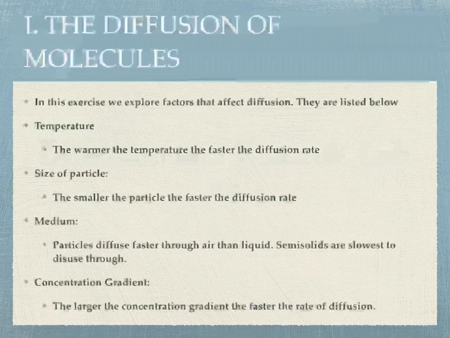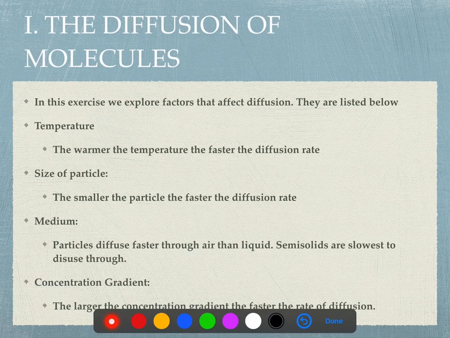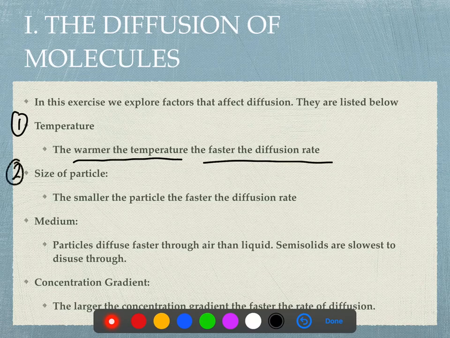Remember that diffusion is just the spreading out of particles from high concentration to low until reaching equilibrium. Remember also that the rate of diffusion can be affected by temperature. The warmer the temperature, the faster the rate of diffusion. It can also be affected by size of the particle. The smaller the particle, the faster it'll diffuse.